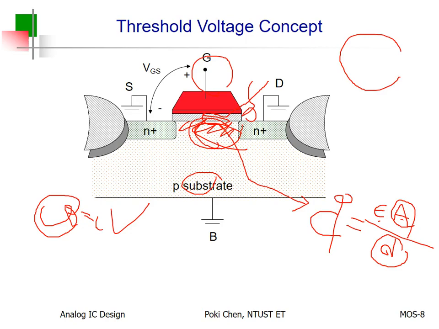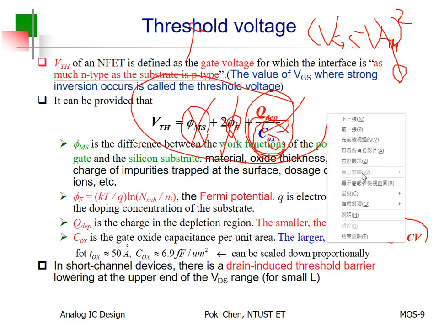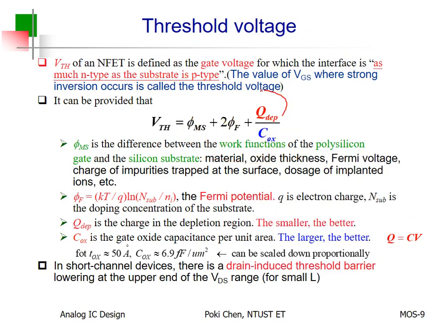So, I explain this for you. Q depletion in the channel area: the more charges, the higher threshold voltage. It makes a lot of sense, right? So in the channel region, you need to reduce the charges. It means you need to dope as lightly as possible.